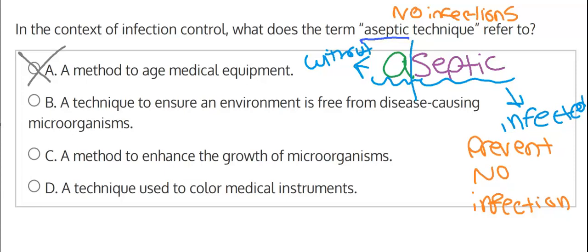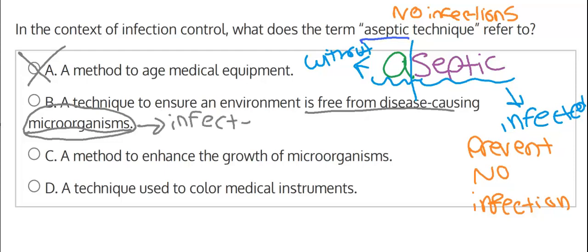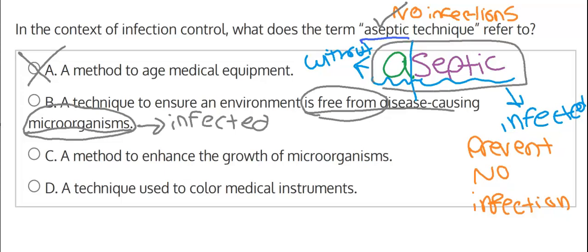Option B says a technique to ensure an environment is free from disease-causing microorganisms. And when we say microorganisms, we know on the microscopic level, that's what leads to someone getting infected. And we're saying free from infection, no infections. That's how we defined the aseptic technique, which is what the question is asking for. So therefore, it's looking like option B is our correct answer.